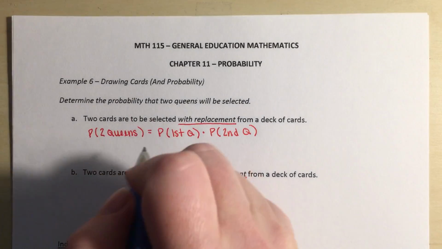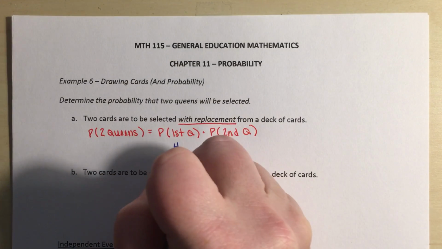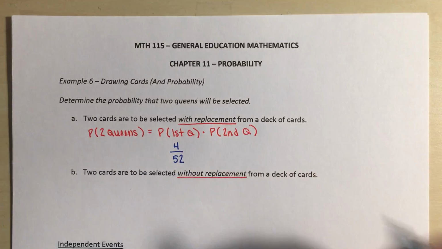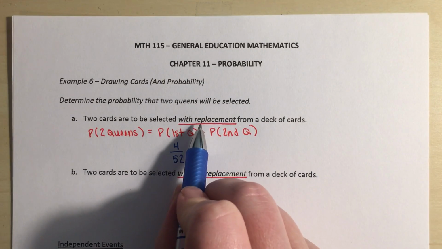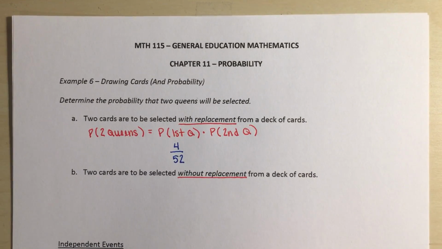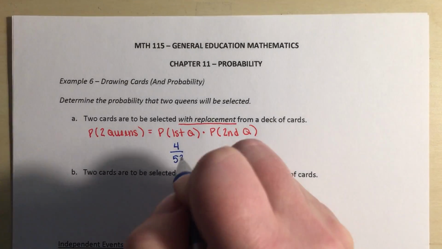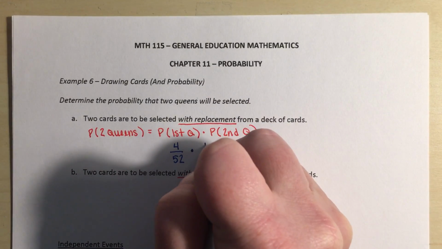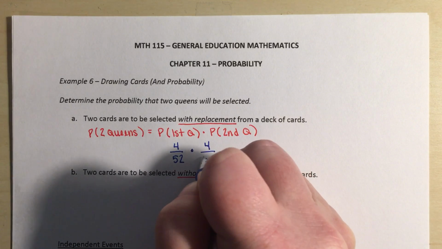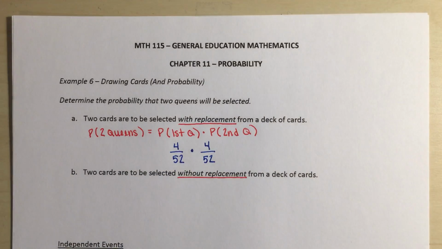Right? So if we think about our probabilities, the probability that the first card would be a queen, well, we have 4 out of 52 queens. Right, with replacement means we're going to draw a card out. Once we're done, we're going to put it back into our deck. So we put that queen back in. Well, we still have 52 cards to choose from and 4 queens left in there.